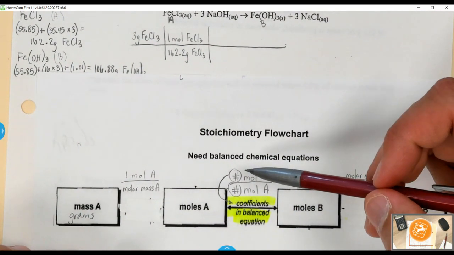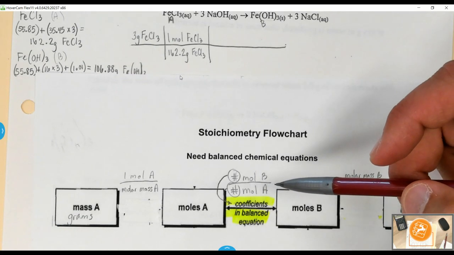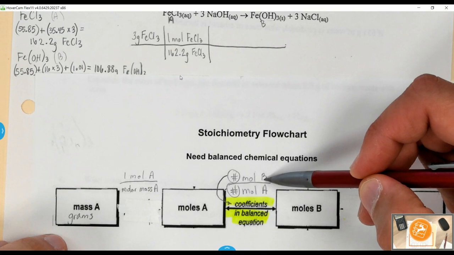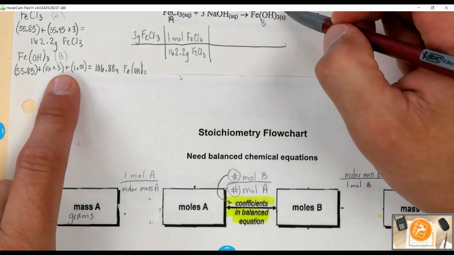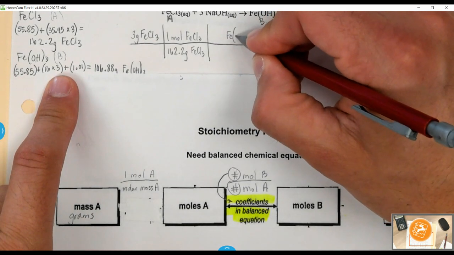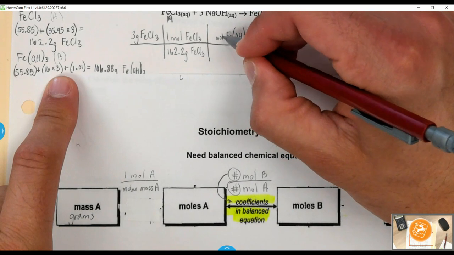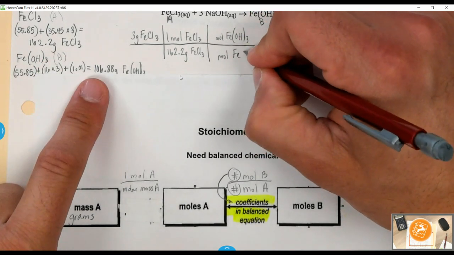Our next conversion is the number of moles of B over the number of moles of A. So what was substance B again? It was the iron 3 hydroxide, so we have there Fe(OH)3, how many moles, and then moles of substance A, which was the iron 3 chloride.